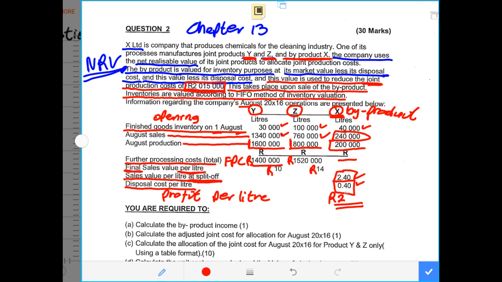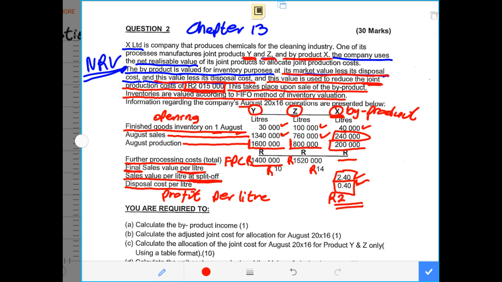Remember, we are doing this because we were instructed earlier that we must reduce our byproduct profit by the amount of the disposal. They said here this value, its market value less its disposal cost. So that is where they told us that the disposal cost must be used to reduce the sales value of the byproduct. So our byproduct profit per liter will be 2 rand.